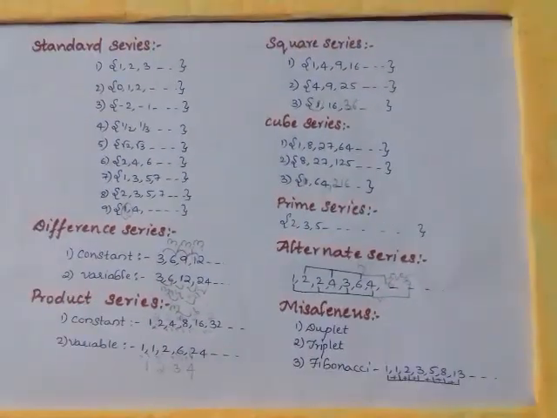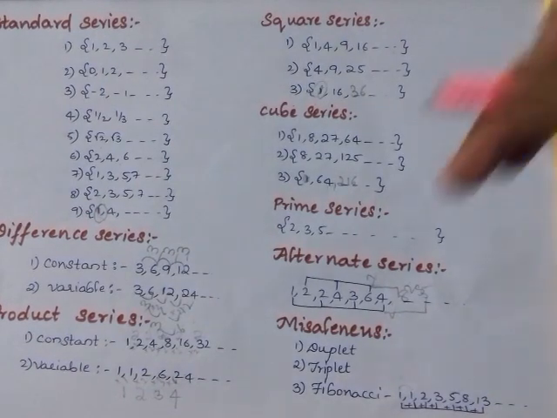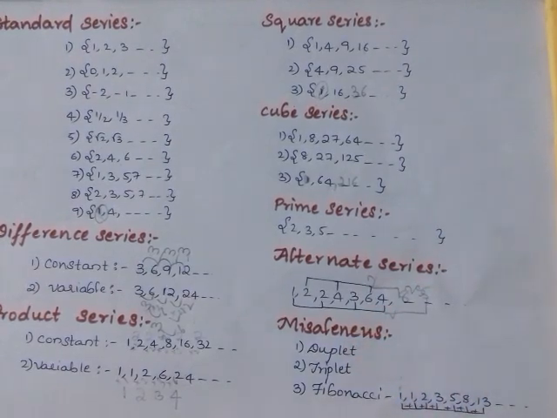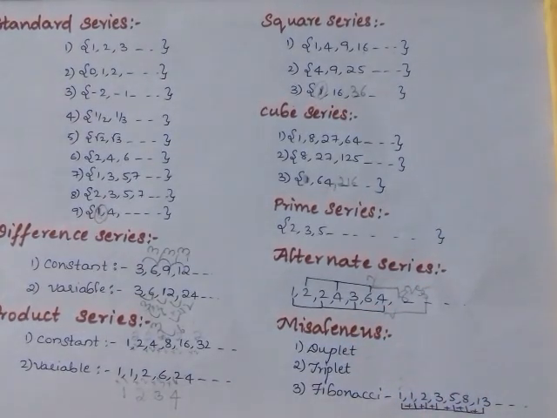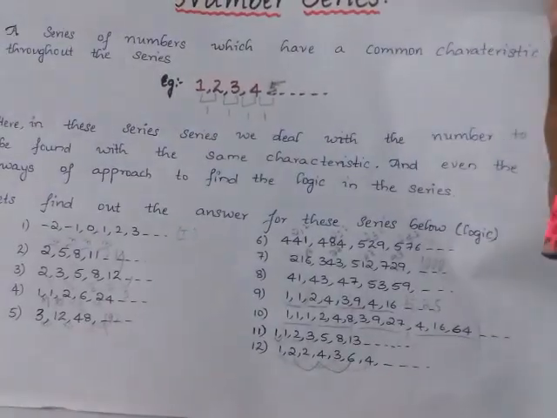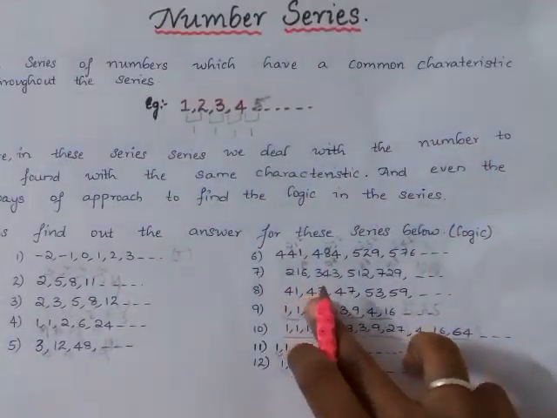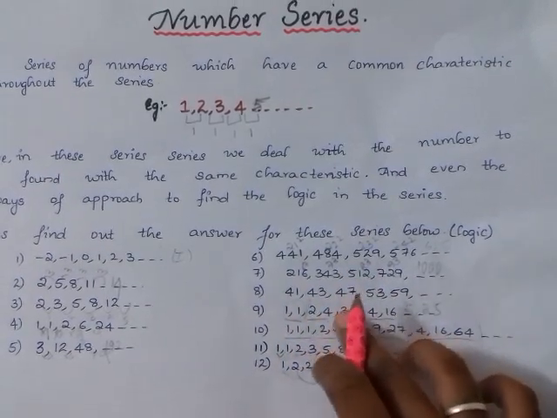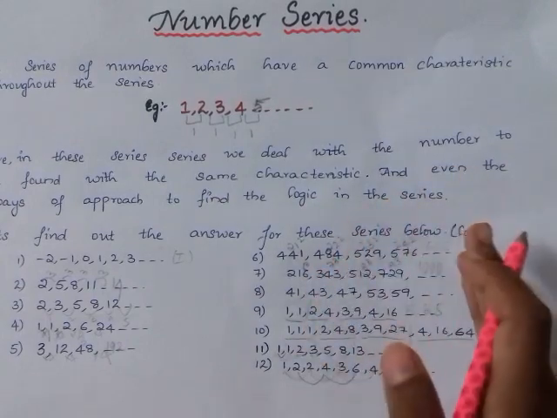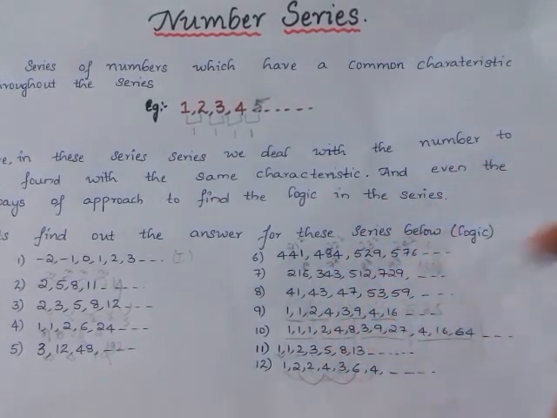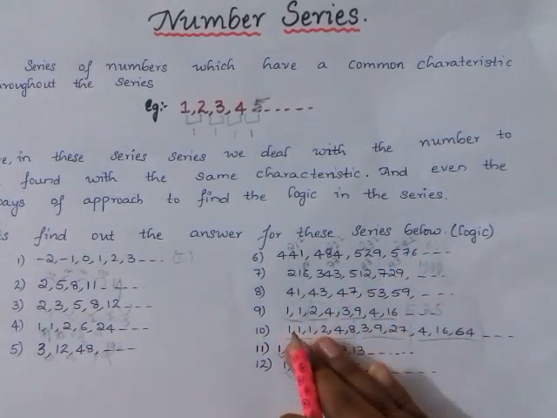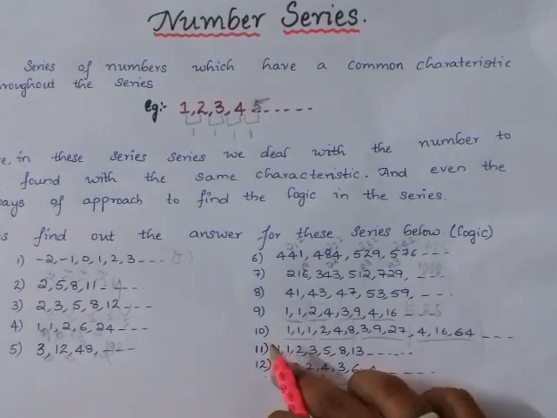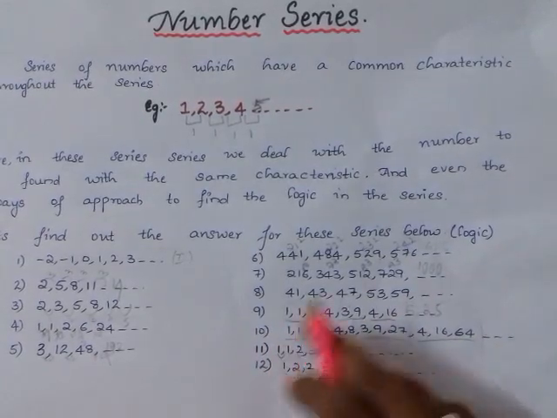And after this is the miscellaneous series. In the miscellaneous series, the first series is the duplet. As we have discussed before, duplet means the series which have a logic for the first two, a break, then the same logic continued for the next two, having a break in the middle. Next is the triplet series, 3 same logic, break, 3 same logic, break and so on. Fibonacci series, the sum of the first two terms gives the third term.